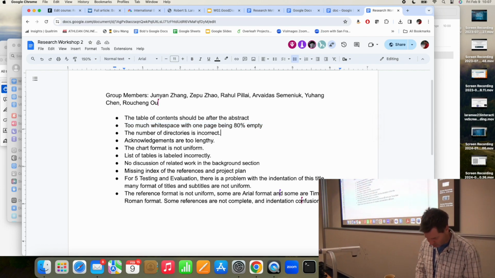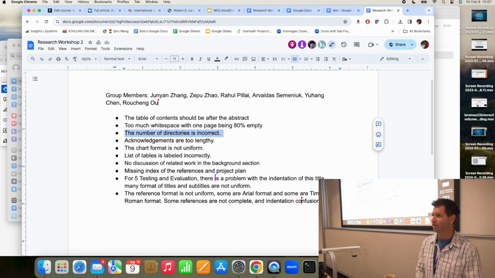The number of directories is incorrect. I'm not sure what that means, the number of directories. Does anybody in the group want to explain what that means? I don't know what that means. Anybody know what that means? Nobody.